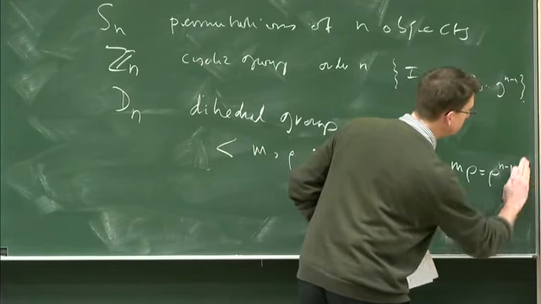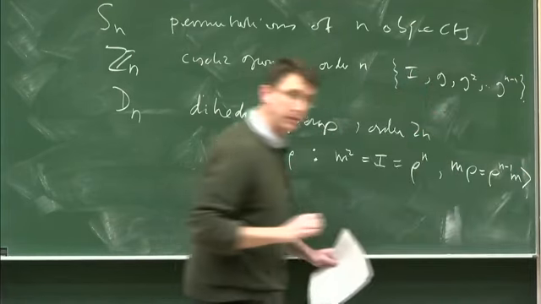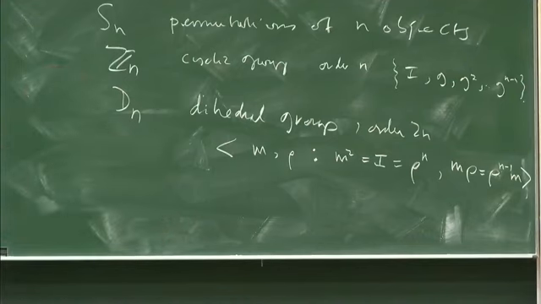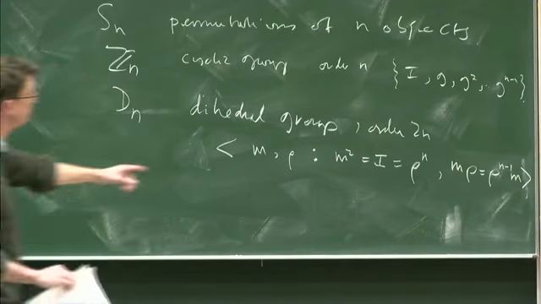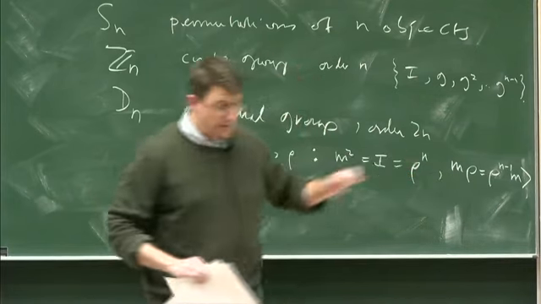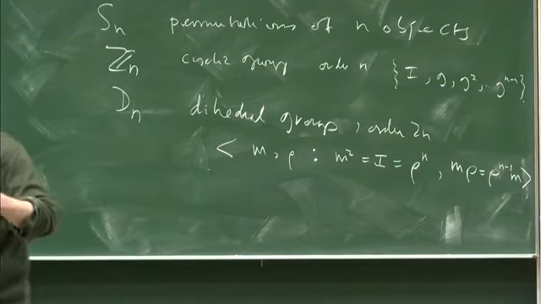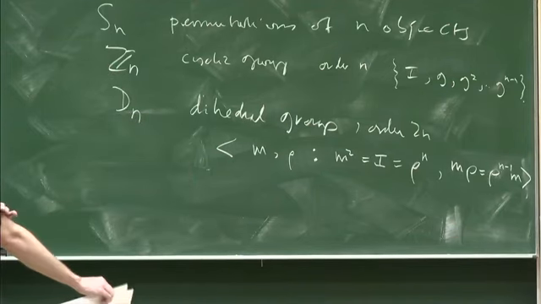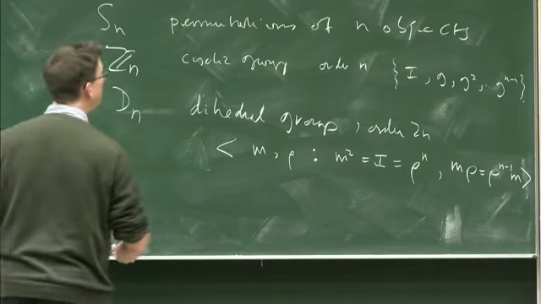In other words, it's all you need to know. Okay? So it's the generators of the group. There are two generators. I've given you the orders of the generators. And the only relation you need to make that a finite group. Okay.